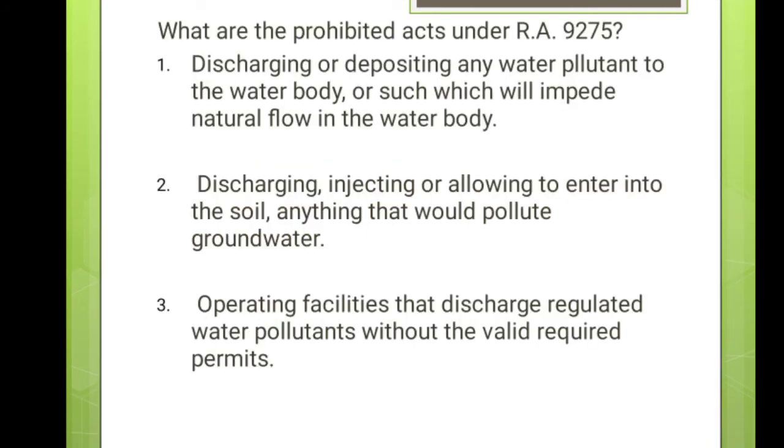Next, what are the prohibited acts under RA 9275? 1. Discharging or depositing any water pollutant to the water body, or such that will impede natural flow in the water body. Ito yung mga pagtatapon ng mga bagay, mostly plastic, sa ilog, river, or sapa. Ito ay ipinagbabawal dahil maaari itong makabara ng daloy ng tubig at makapag-cause ng floods.